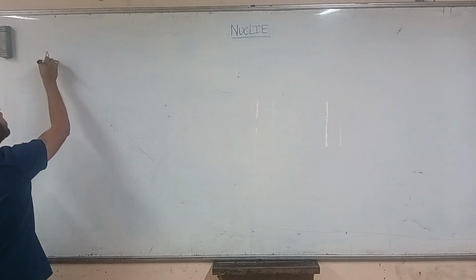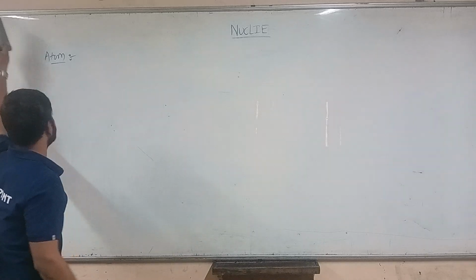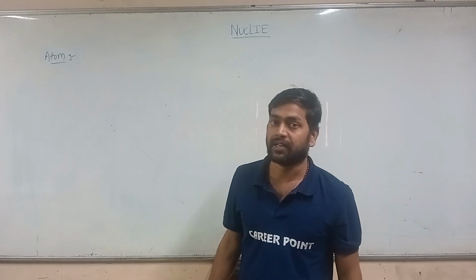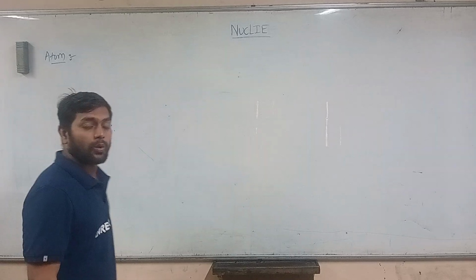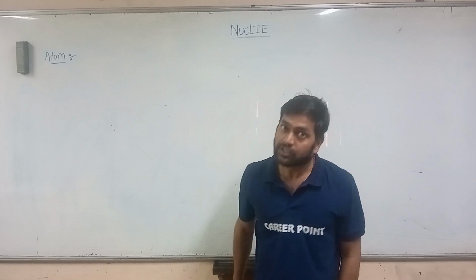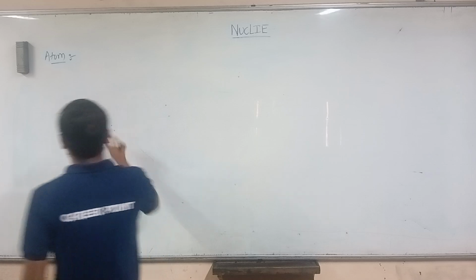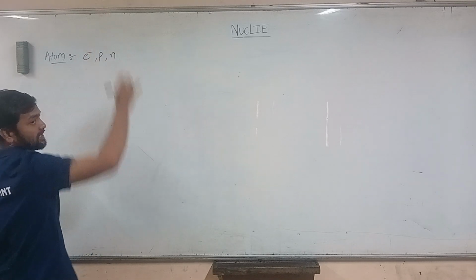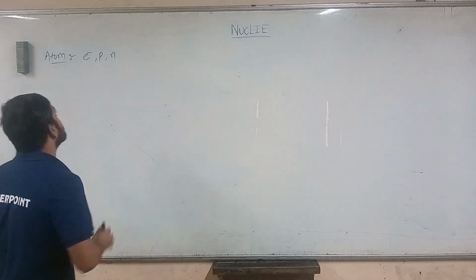We'll write the atom here, atom. Let us take this duster. This duster is also made up of atoms, right? Now we'll see what is inside the atom. An atom consists of electrons, protons and neutrons. Let us write electrons, protons and neutrons. Okay, so let us draw the diagram of the atom.